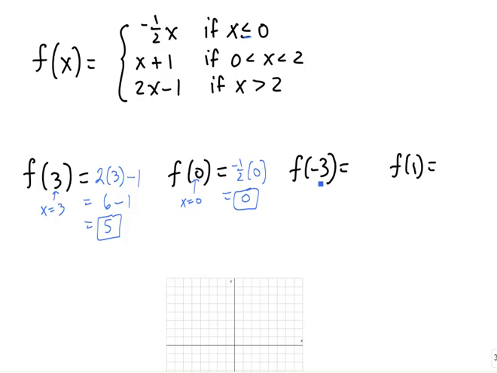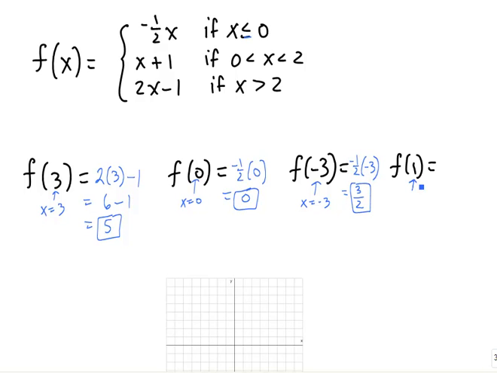Okay, f of negative 3. This time we want x to be negative 3. So which rule should I use? Well, negative 3 is less than 0, so that's included in this top inequality. So that means we're going to use this top rule again. So we're going to take negative 1/2 and substitute in negative 3. Negative 1/2 times negative 3 gives us positive 3/2.